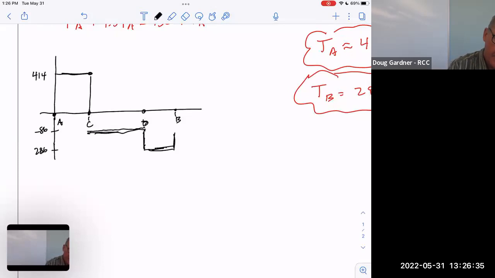So does it make sense that of those 3 torques there, 414 is actually the biggest one? I don't think that's obvious. You agree with that? That's not obvious. You kind of have to almost draw this out a little bit to see that, I guess.